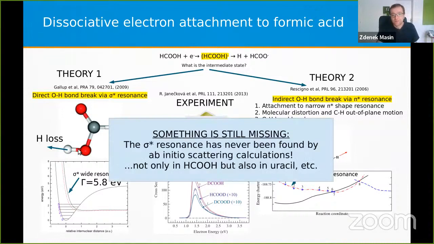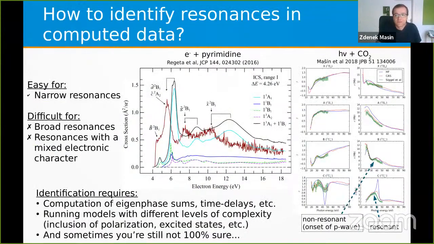However, there is a problem because this sigma star resonance that's been proposed has never been found by any ab initio calculations. And this is true not only in formic acid, but also in other molecules like uracil, where the same mechanism is thought to take place. Well, so why is this such a problem? Why could we not find this sigma star resonance? To understand this, we have to look at how we actually identify resonances in our computed data.